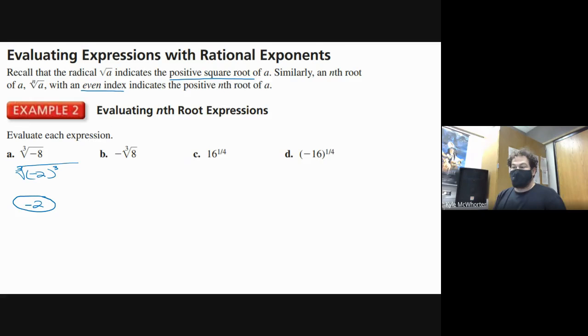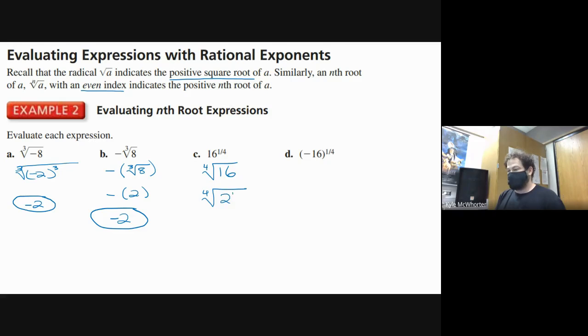Negative cube root of 8. Now you've got the negative outside the cube root of 8. The cube root of 8, 2 times 2 times 2 is 8. So this is negative 2. And then now the negative can get reattached to the 2. So that's also negative 2. Right here, 16 to the 1/4, that's the fourth root of 16.